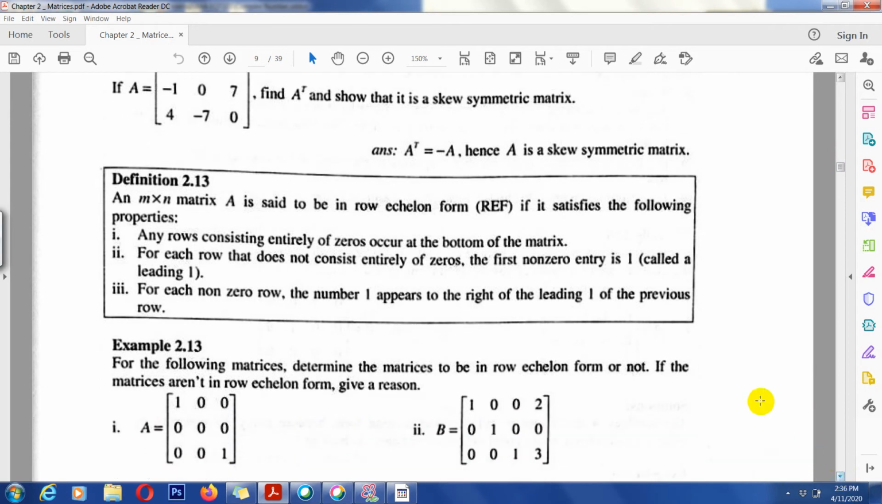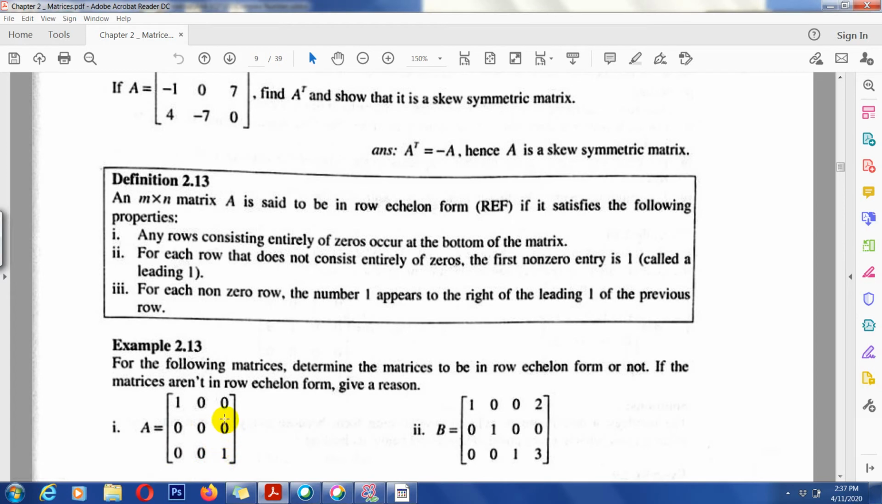The next definition is row echelon form. So we have three conditions. First, any row consisting entirely of zeros occurs at the bottom of the matrix. And the second, for each row that does not consist entirely of zeros, the first non-zero entry is 1. That is, the leading coefficient is 1. And then for each non-zero row, the number 1 appears to the right of the leading one in the previous row.